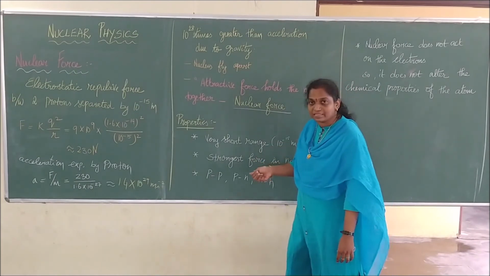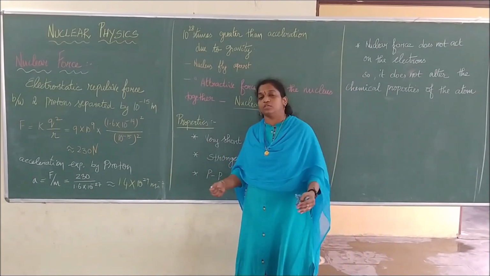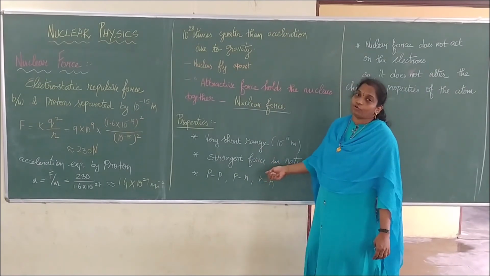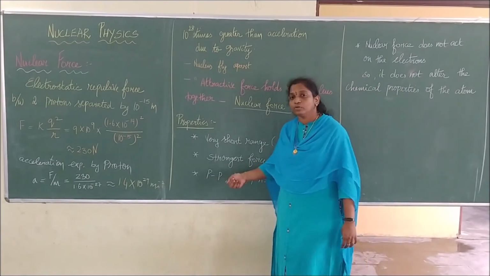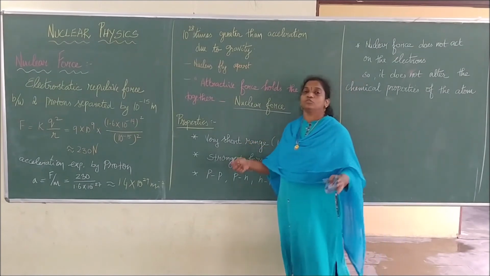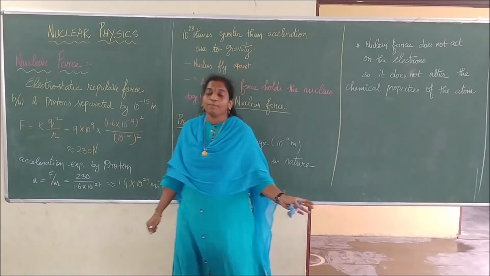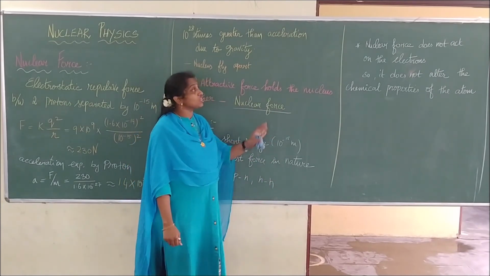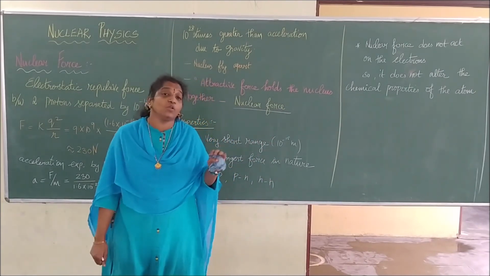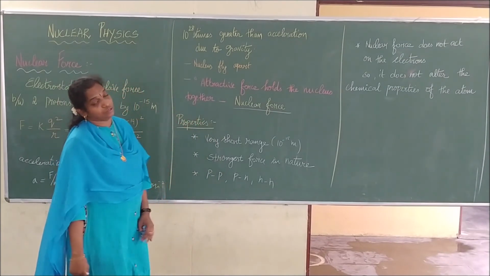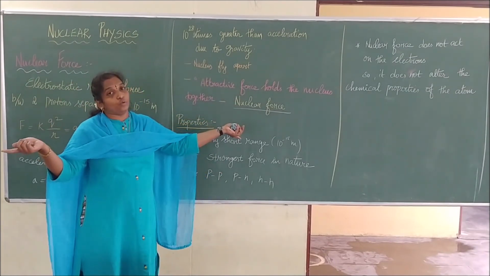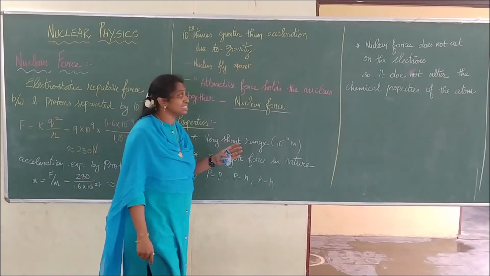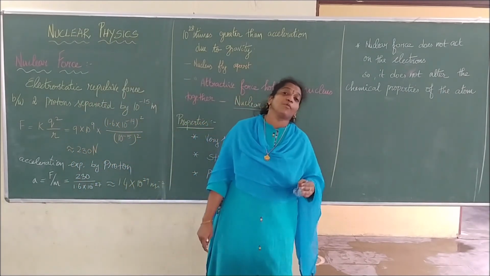Also, the strong attraction will be the same between proton and proton, proton and neutron, and neutron and neutron. Though neutrons are neutral, the same type of force exists between all these pairs. We call that the nuclear force. And the last one: the nuclear force does not exist for electrons. Electrons are outside the nucleus, so the nuclear force does not act on electrons. Therefore, it does not act on the chemical properties of the atom.